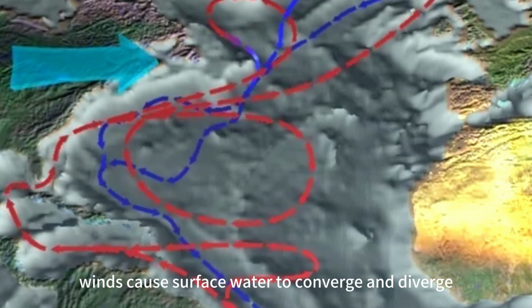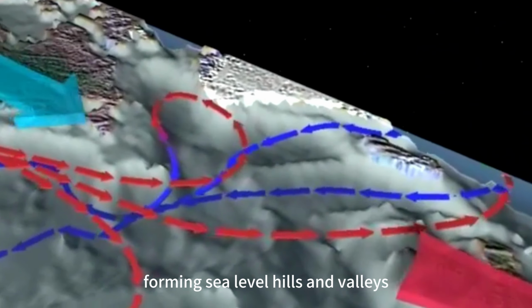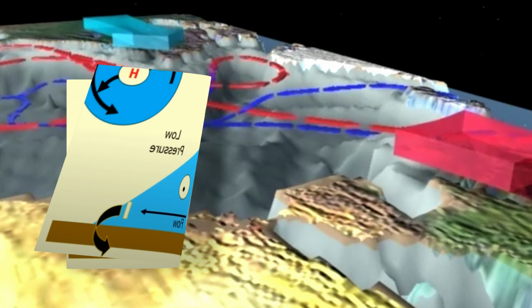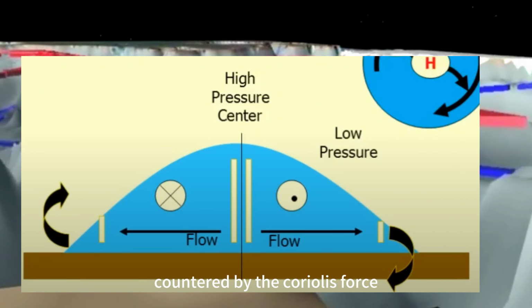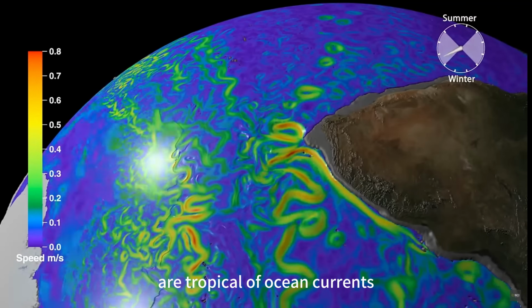Winds cause surface water to converge and diverge, forming sea level hills and valleys, which create horizontal pressure gradients. Water flows from high to low pressure, countered by the Coriolis force until geostrophic equilibrium is reached, where the pressure gradient balances the Coriolis force. Currents in this balance, called geostrophic currents, are typical of ocean currents.